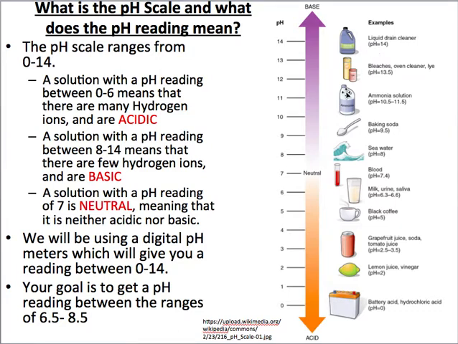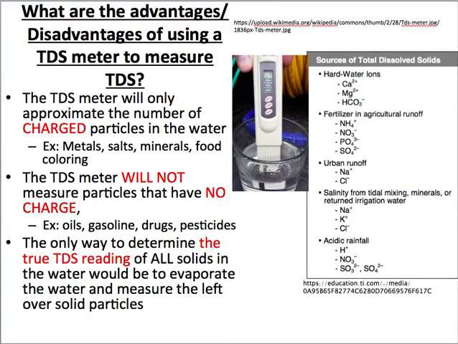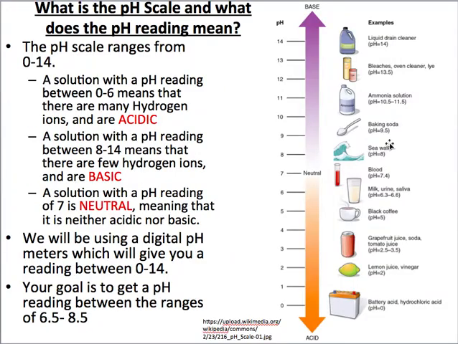Now we're going to be using a digital pH meter that looks kind of like this TDS meter, except it's for pH. We're going to be putting it in the water like that, and we're going to be getting a pH reading. And your goal for the project is to get between 6.5 to 8.5.